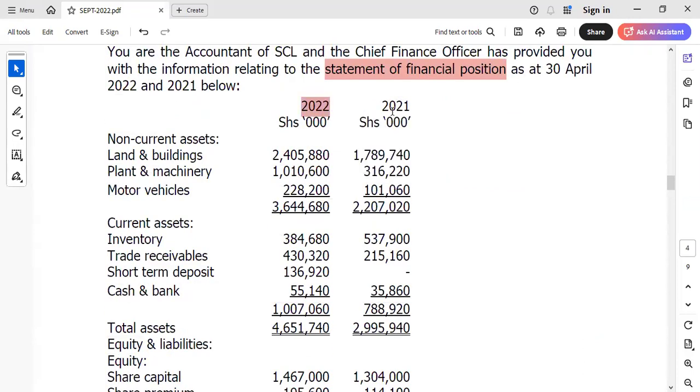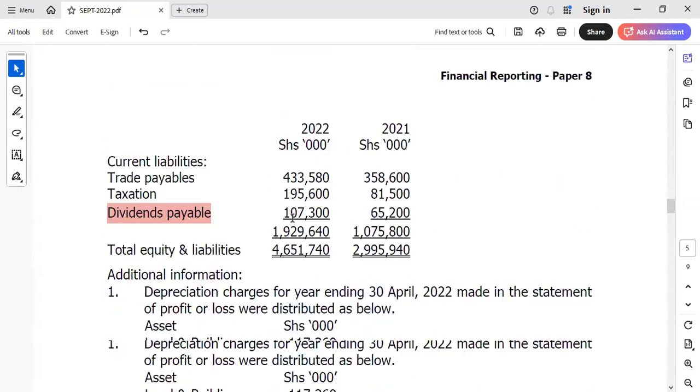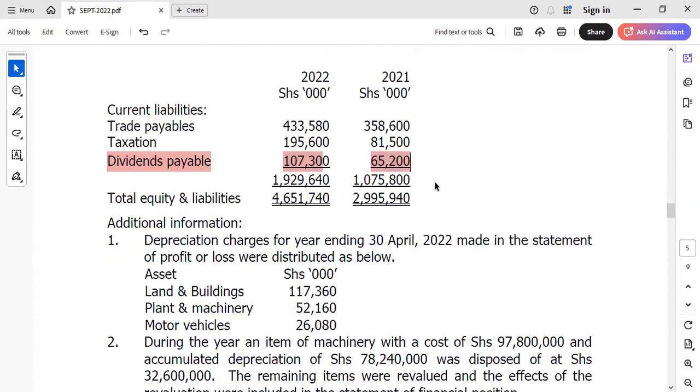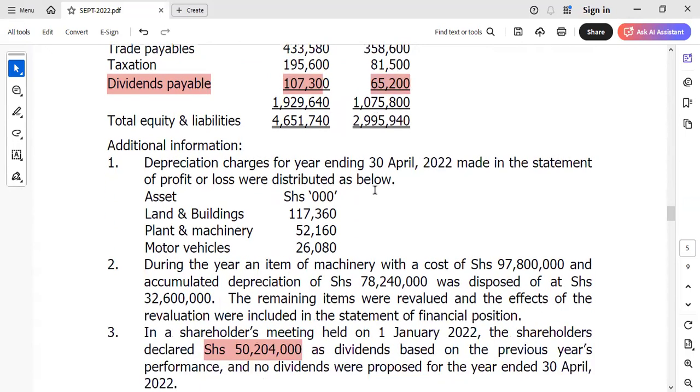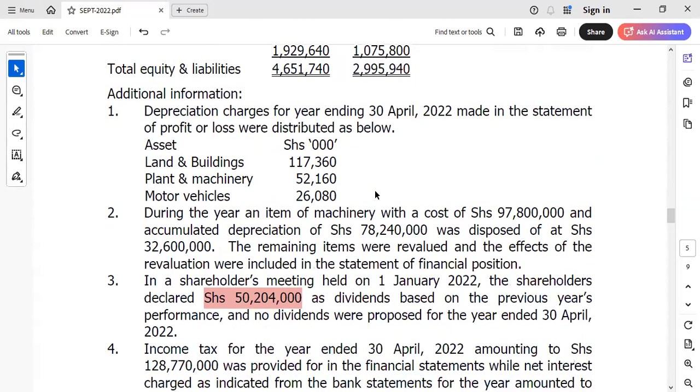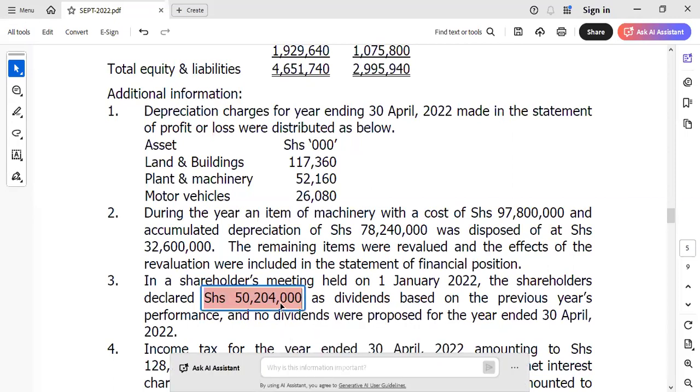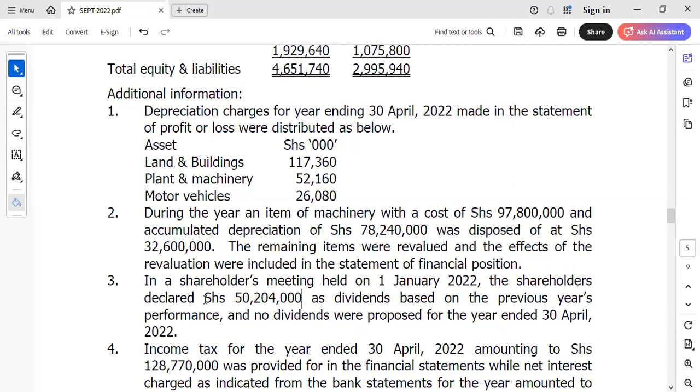You see here we have 2022 and we have 2021. So you have dividends here, and you also have dividends here. But remember, as you do this, you need first to know what was declared for the year. What was declared or proposed for the year is this one. First, know what was declared. After knowing what was declared, you will do the working.